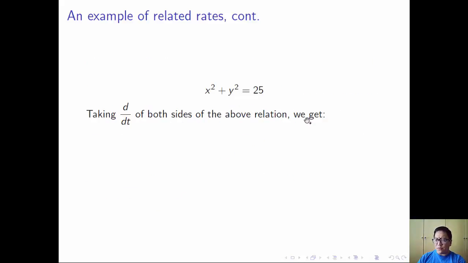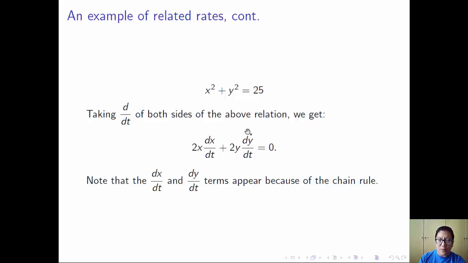Okay, here's the one sort of most interesting calculational part. So we have this relation x squared plus y squared equals 25. So when we take the derivative with respect to time of both sides of that relation, we get 2x dx/dt plus 2y dy/dt is equal to 0. And where do these extra terms come from? Those extra terms appear because, remember, we're assuming that x is a function of time, as is y, and so we get this extra term because of the chain rule.